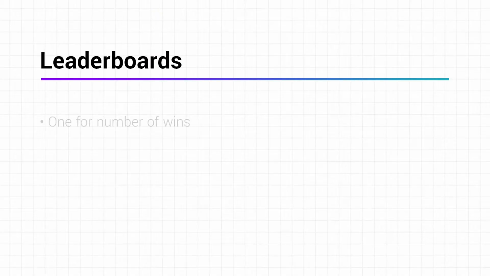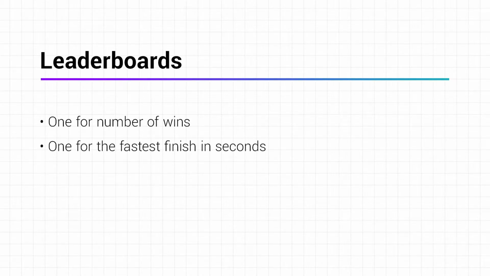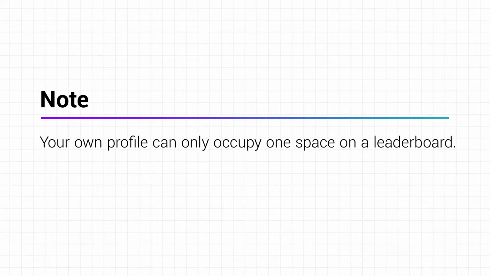In this module, we're going to add the calls in our game mode to update our leaderboard. Recall that we had two leaderboard types, one for the number of wins, which simply means the number of times the user has played, and a second one for the fastest finish in seconds. When we are working through this, know that your own profile can only occupy one space on a leaderboard, and when it is improved, it is overridden with the new value.